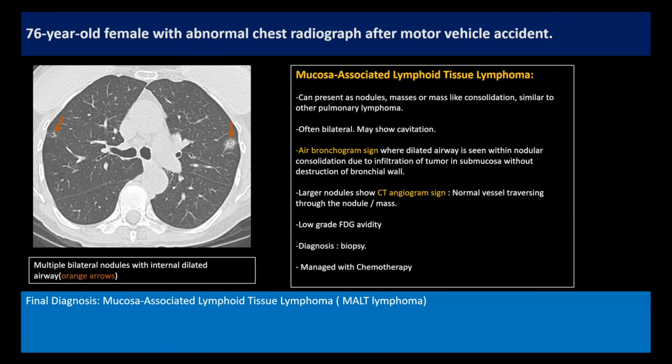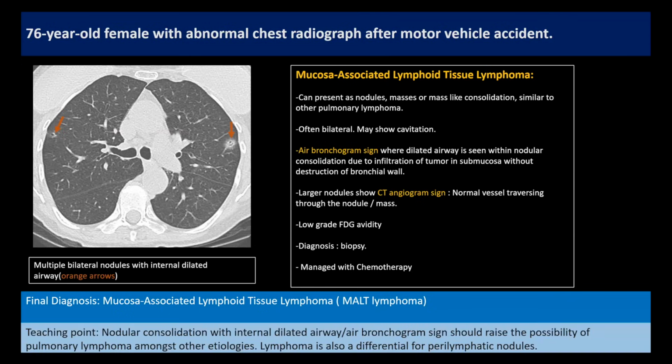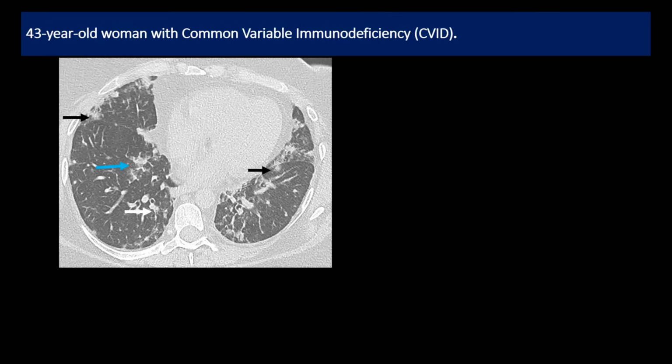They show a low level of FDG avidity, and a biopsy may be necessary for more accurate diagnosis, but this is something that we can suggest if we see the air bronchogram sign or the CT angiogram sign. And the case is usually managed with chemotherapy. The next case of perilymphatic nodules was a 43-year-old woman with common variable immunodeficiency, or CVID as we call it.